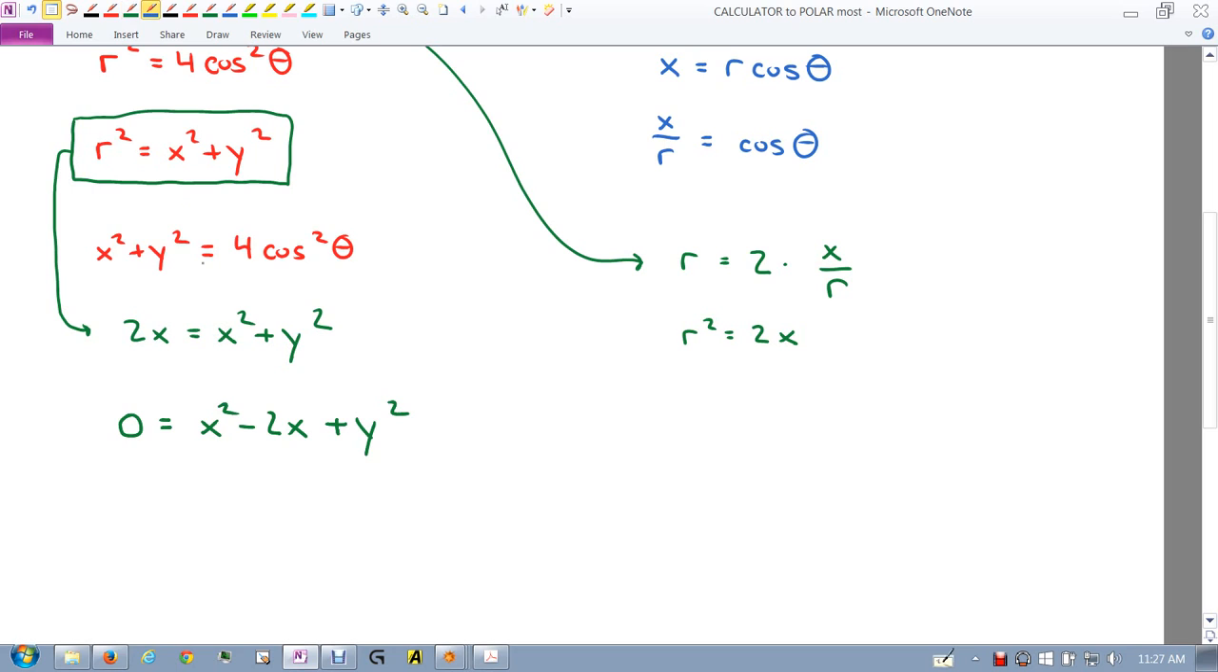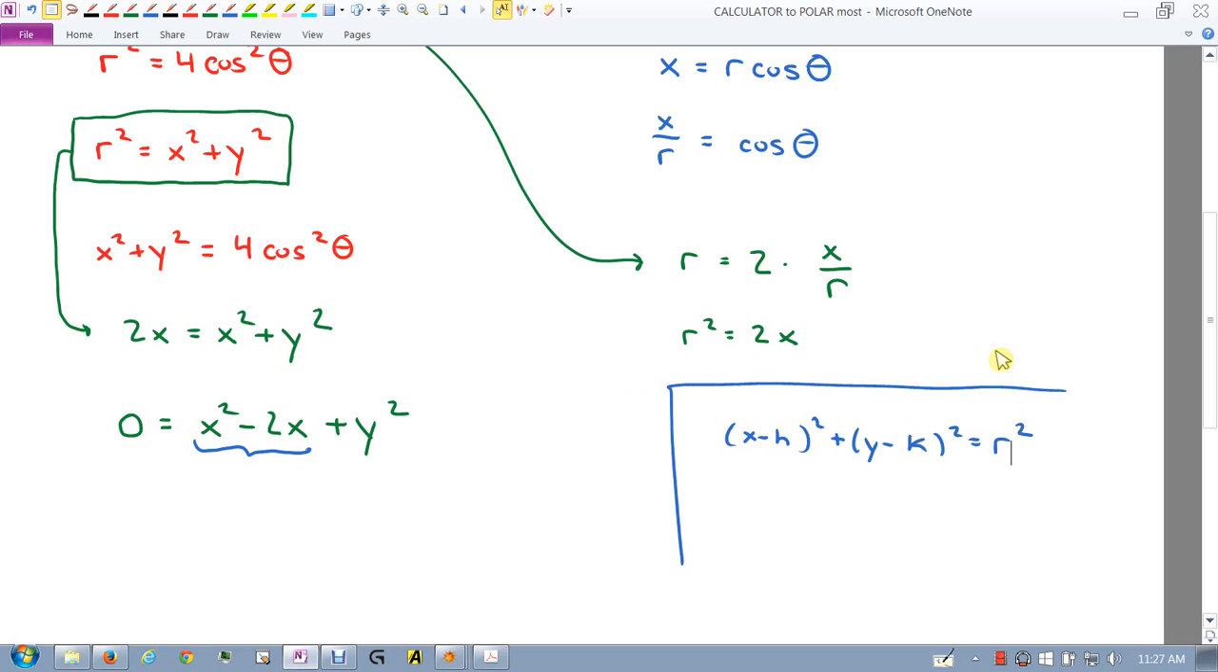Now, on this piece right here, I'm going to complete the square. Now, why am I doing this? I know the reason is that all circles in Cartesian coordinates can be written this way. Do you all agree? This is a circle centered at (h, k), radius r. Are we familiar with this? I think we talked about this at least once. I'm trying to make this look like this.